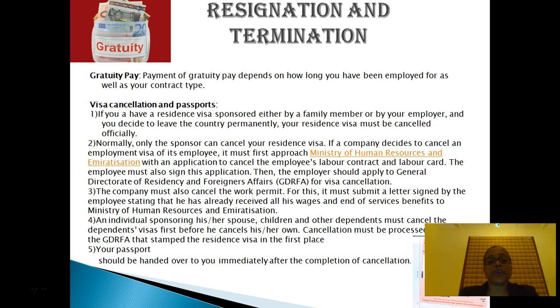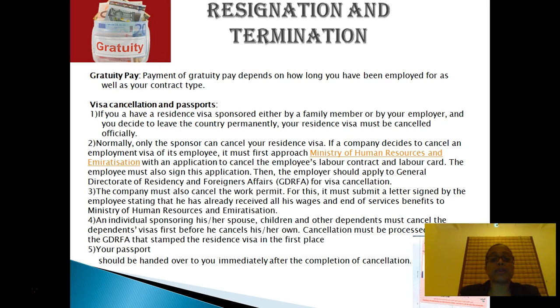Gratuity. Payment of gratuity depends on how long you have been employed for as well as your contract type. Visa cancellation and passports. If you have a resident visa sponsored either by a family member or your employer, and you decide to leave the country permanently, your resident visa must be cancelled officially. Normally, only the sponsor can cancel your resident visa.